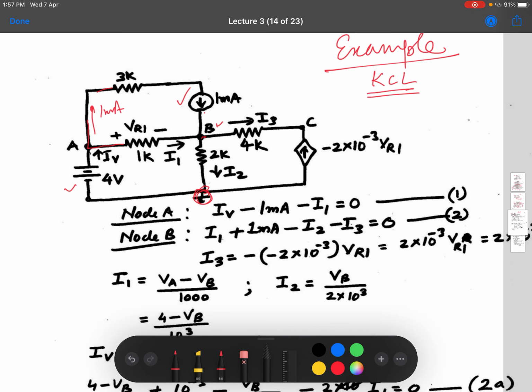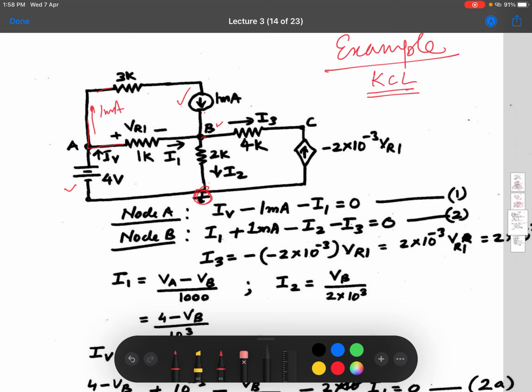Now this dependent current source depends on the value minus 2 into 10 raised to power minus 3 times VR1. The drop across R1 is being sensed, and that drop is multiplied with this constant, and that becomes the value of current in this particular circuit. That is how a dependent source is there in a circuit. So these are the equations we have.